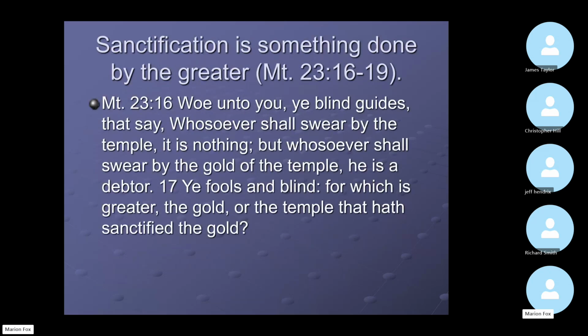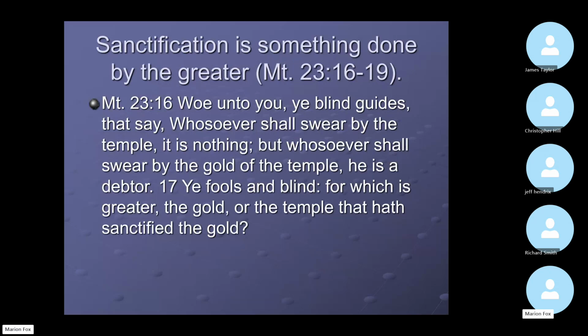Matthew 23, let's look at this. Sanctification is something that's done by the greater. So let's look here. Woe to you, you blind guides, that say, whosoever shall swear by the temple, it is nothing. Whosoever shall swear by the gold of the temple, he is debtor. Ye fools and blind, for which is greater, the gold, or the temple that hath sanctified the gold? So the greater sanctifies the lesser. And so if something is sanctified by something, then the sanctifying is greater than what is sanctified.